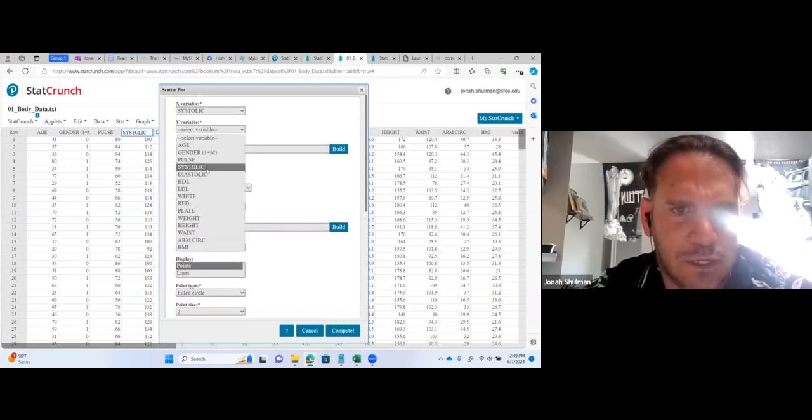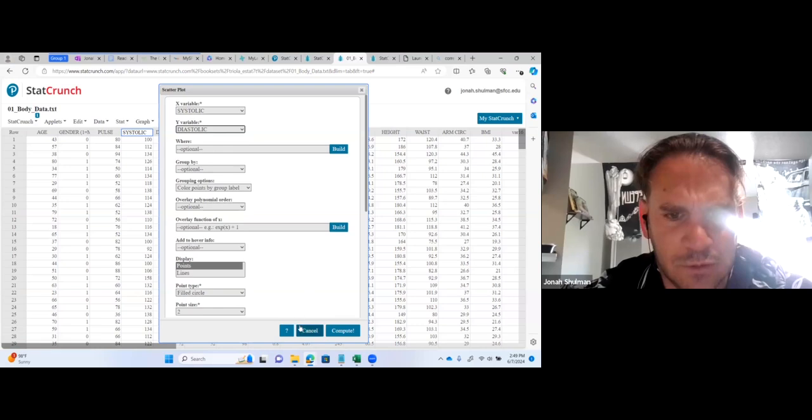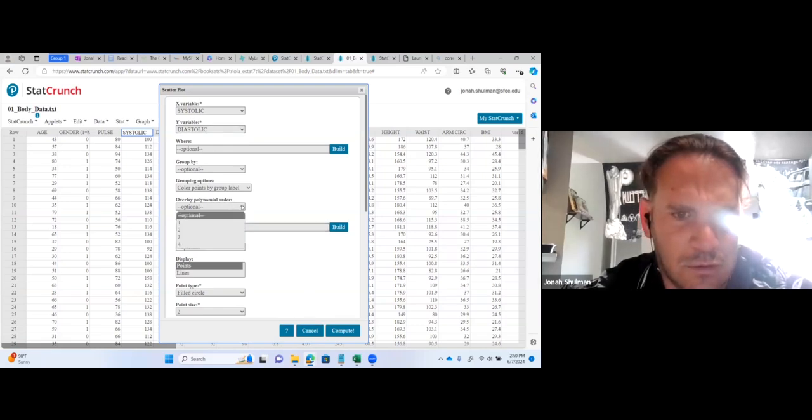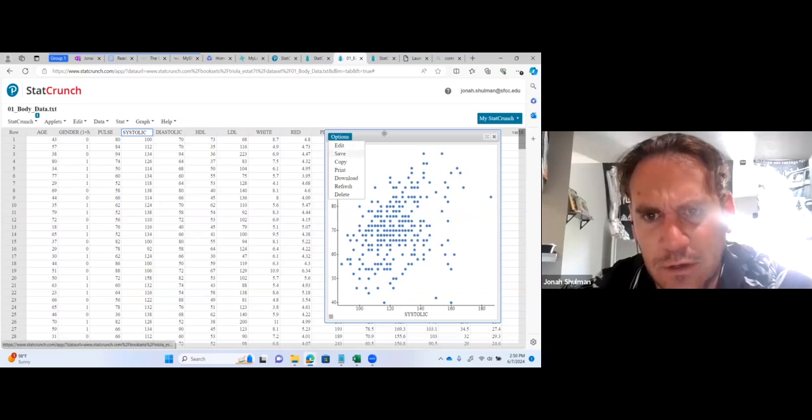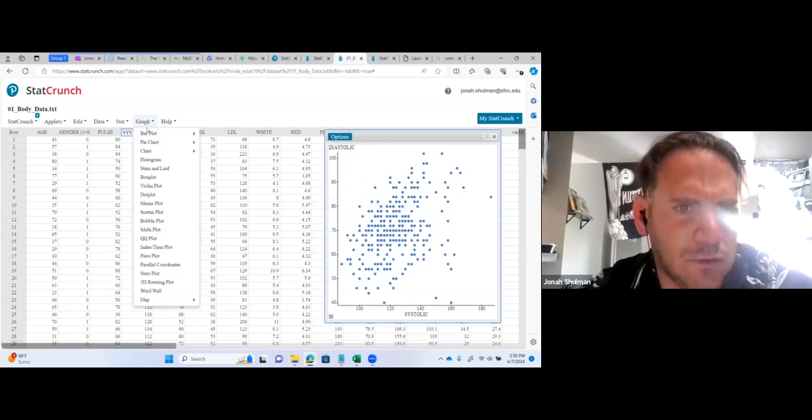Systolic versus diastolic. I'm assuming this will give us some sort of positive one. Sweet. This one looks like it's slightly positive, right? Slightly positive. Okay, let's see if we can get the regression line on top of it. I'm sure we can. I'll look it up and see exactly how to do it for the next one.